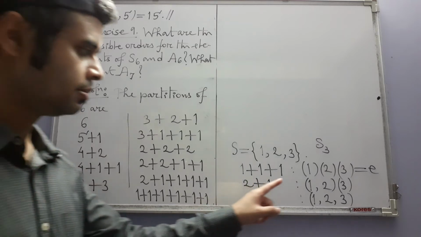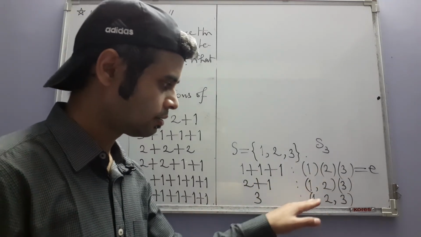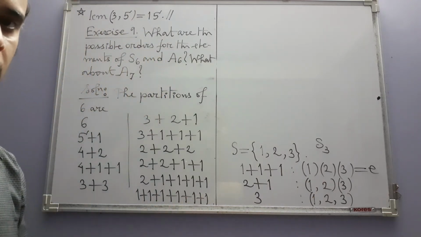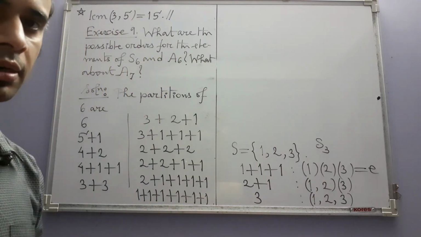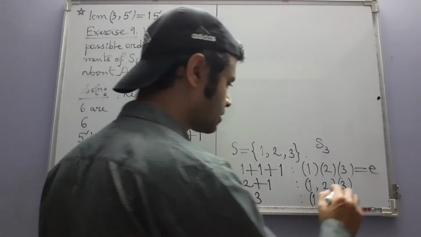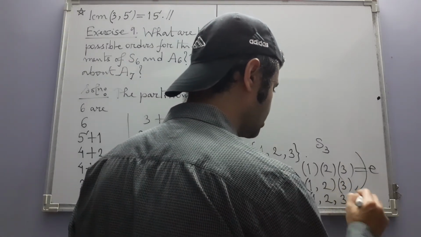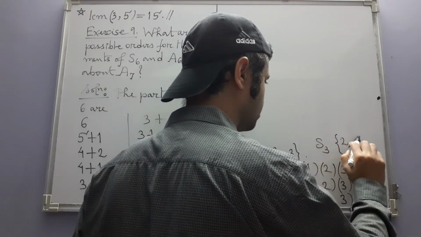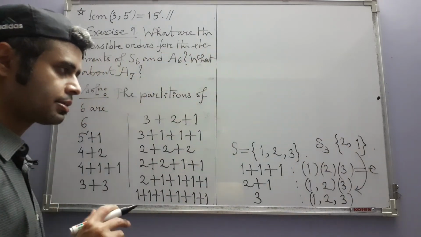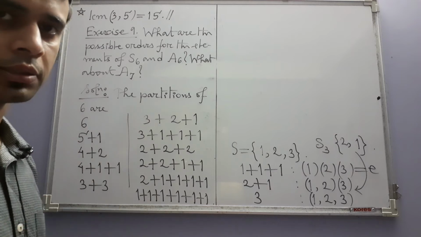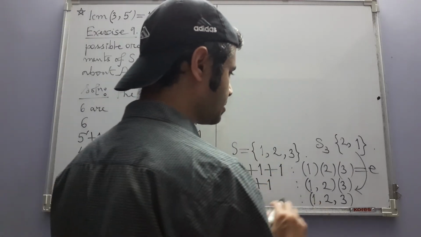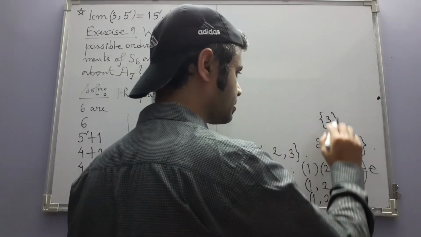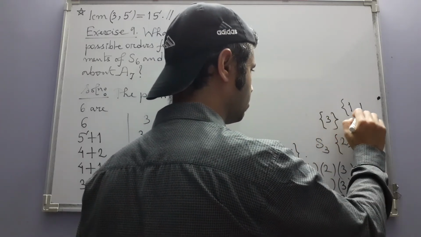and each such decomposition has a name. It's called the cycle structure of a permutation. For example, this permutation has the cycle structure 2, 1. That means it has a 2 cycle and a 1 cycle. This has the cycle structure 3. This has the cycle structure 1, 1, 1.